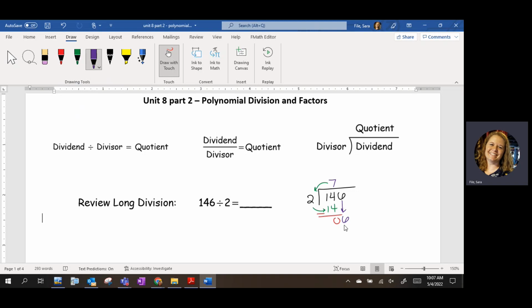right? I say, okay, what's 6 divided by 2? And then I multiply that by 2, and that's 6. And then I subtract again, and I get 0. That means I have a remainder of 0. This divided out evenly. 73 is my quotient. Does everybody feel okay with the long division with integers? It is the exact same process with polynomial functions, okay?